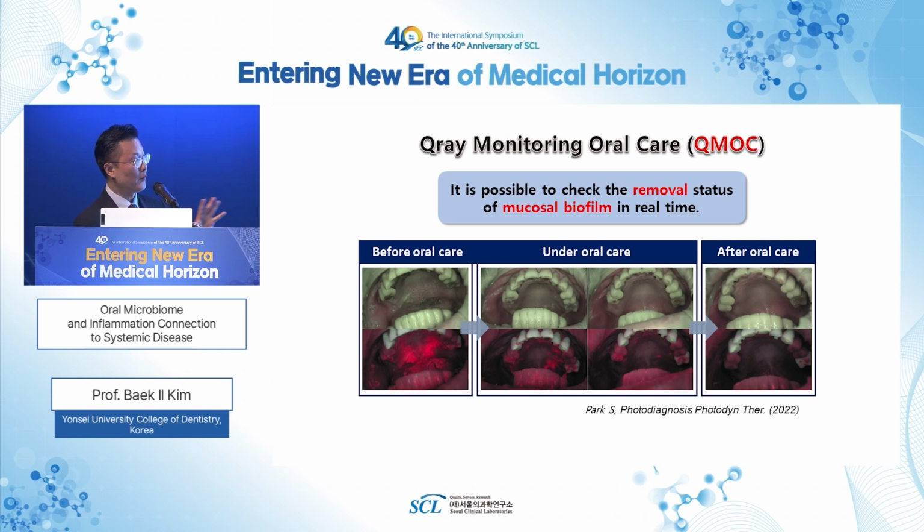Then we compared the red intensity between the white light image and the fluorescent image together. We can say the mucosa biofilm can be detected 5 times more easily when observed with the fluorescence technology. So it means we can easily remove the oral biofilm in this patient, like this.